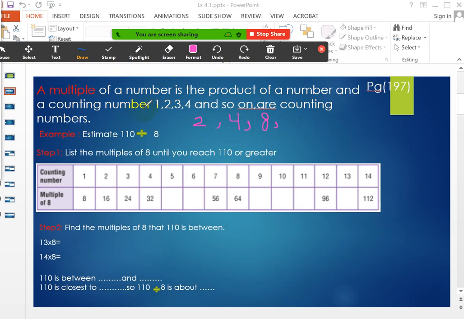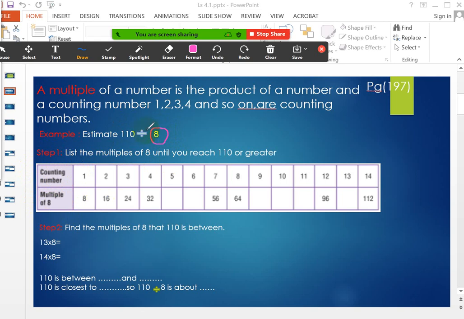Now counting numbers are the numbers 1, 2, 3, 4, 5, 6. We name those numbers counting numbers. Let's start with the first example to understand the multiple and the counting numbers. If I want to estimate 110 divided by 8, I want to estimate the quotient for this division. Quotient is the answer for this division. That means I want to estimate the answer for this division. First step, I will write the counting numbers and the multiples of 8, which is here the smaller number.